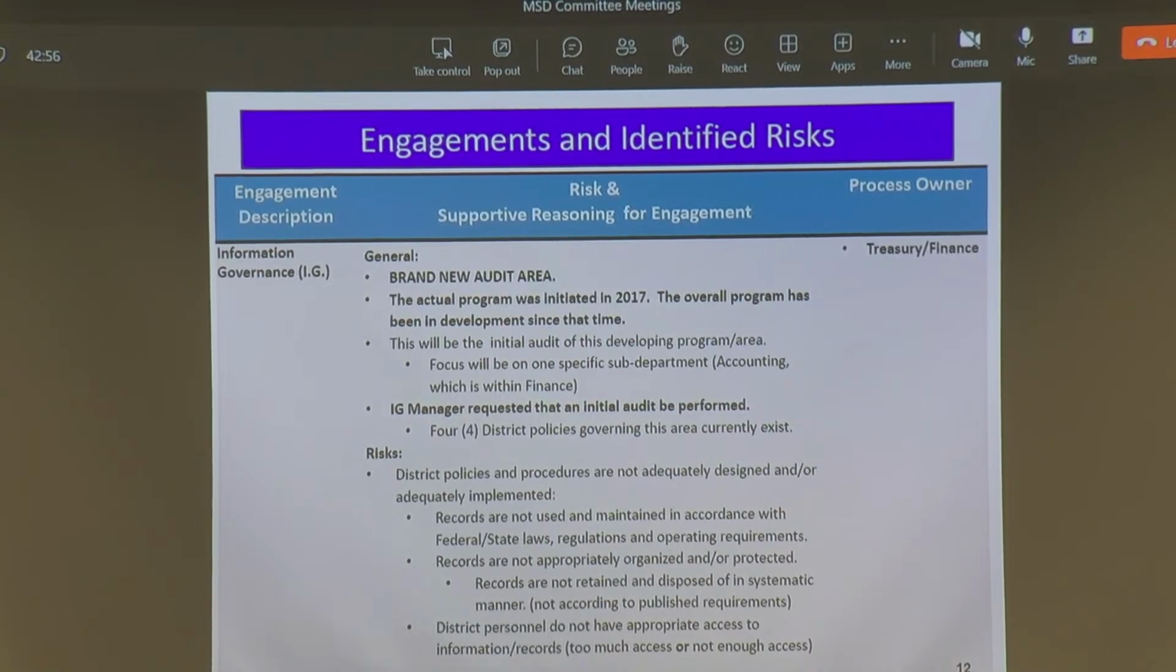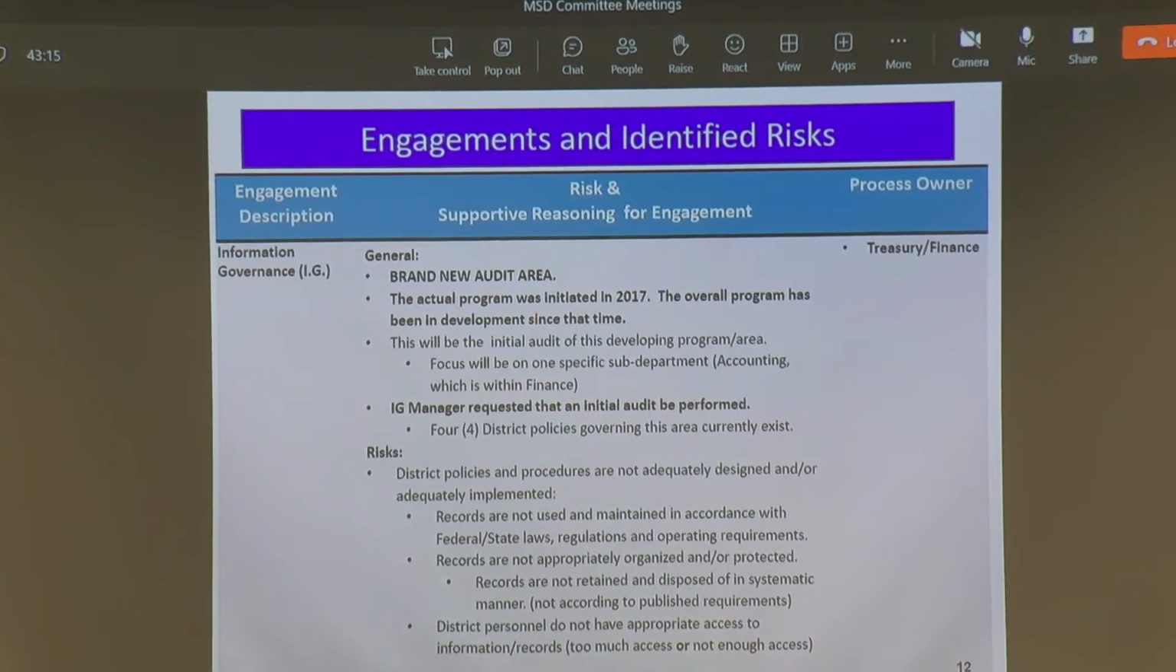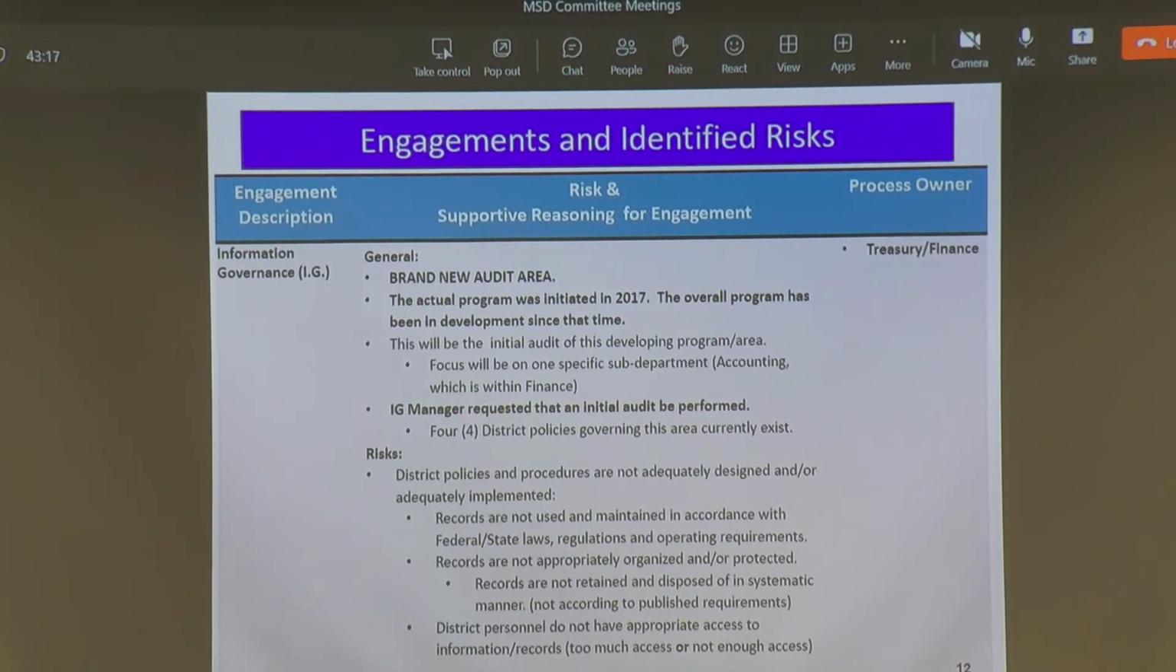Some of the risks here are that the records are not used and maintained in accordance with state laws and regulations. That's one of the things we have to include in our policies. They're not properly retained and disposed of in a systematic manner. Personnel don't have appropriate access. They may have too much access. They may not have enough access. Obviously, there are certain records that are private, so we need to make sure that's happening. Any questions on that one?